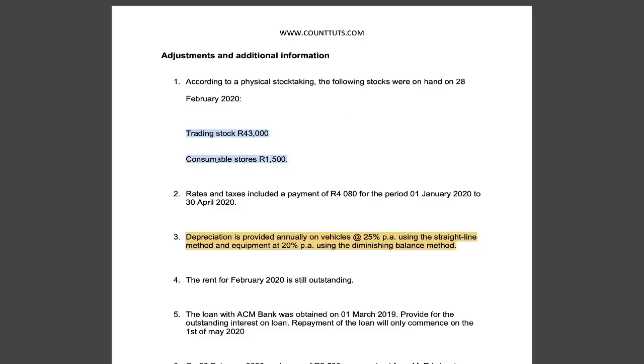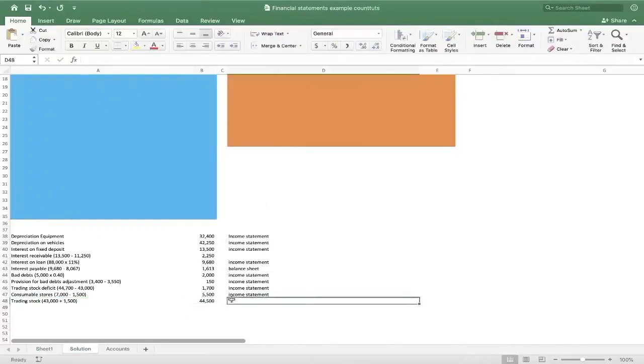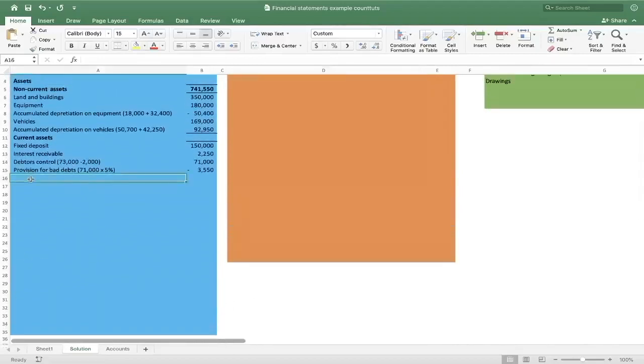But many will just add them together, and under the notes to the statement of financial position, or the balance sheet, they will indicate that there is trading stock of 43,000 Rand and consumable stores of 1,500 Rand. In our balance sheet we're just going to put one figure. We added the two together and have an amount of 44,500 Rand, and that goes into the balance sheet as a current asset, remember that. So I put trading stock 44,500 Rand. Remember, this trading stock consists of the inventory or trading stock itself and the consumable stores on hand, the ones which are remaining, like I showed you in the additional information.